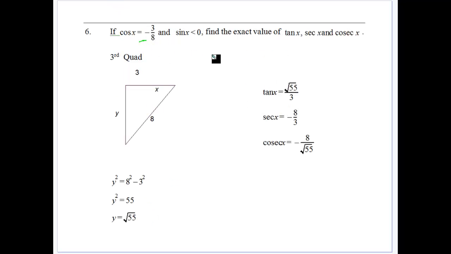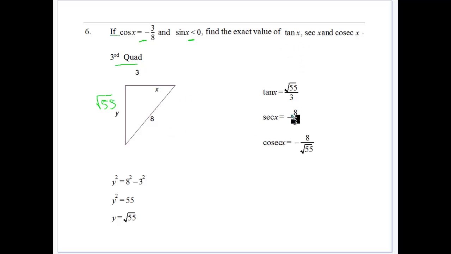Question 6 has a negative answer for cos and a negative for sine, which means we're in the third quadrant because that's where both cos and sine are negative. Only tan's positive there. The adjacent side for cosine of x is equal to 3. The hypotenuse is 8. So working out the opposite side gives us y squared equals 8 squared minus 3 squared, applying Pythagoras' theorem, which leads us to the opposite side being square root of 55. And that's going to give us tan being positive, the opposite on the adjacent, so root 55 on 3.